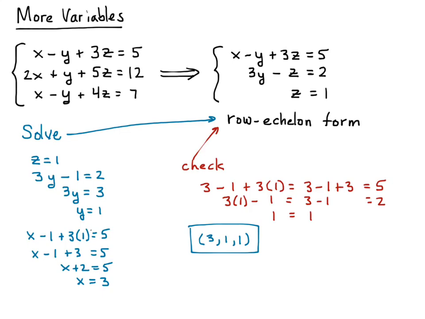So I'm going to put all my x, y's, and z's in those equations. The first equation will have 3 minus 1 plus 3 times 1, so that's your x, y, and z. That's going to equal 5, which is what the first equation is supposed to equal. The second one is 3 times 1 minus 1, is 3 minus 1, that's 2, so my second equation works. And of course the third one was virtually a given, where z equals z.